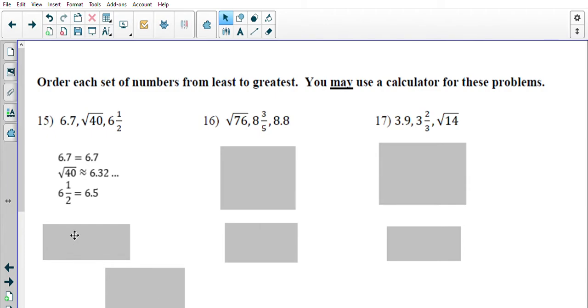So square root of 40 is my smallest at 6.32. Then 6 1/2 or 6.5 comes next. And I do like to write them as they were in the problem. And then my largest is 6.7.